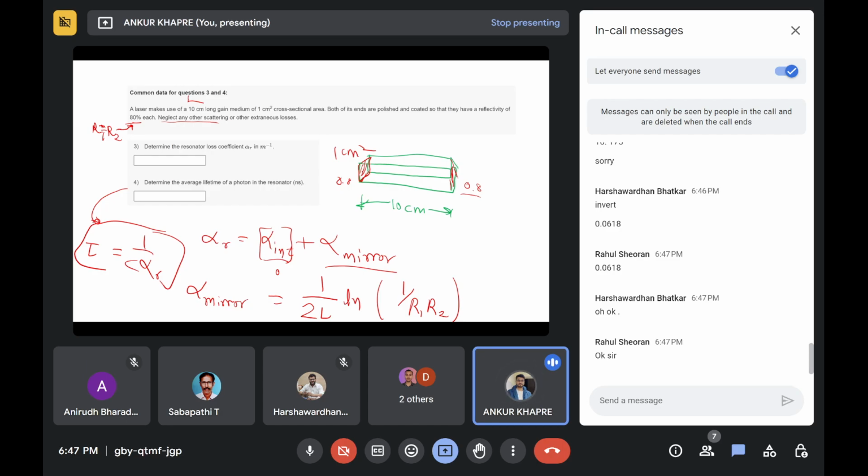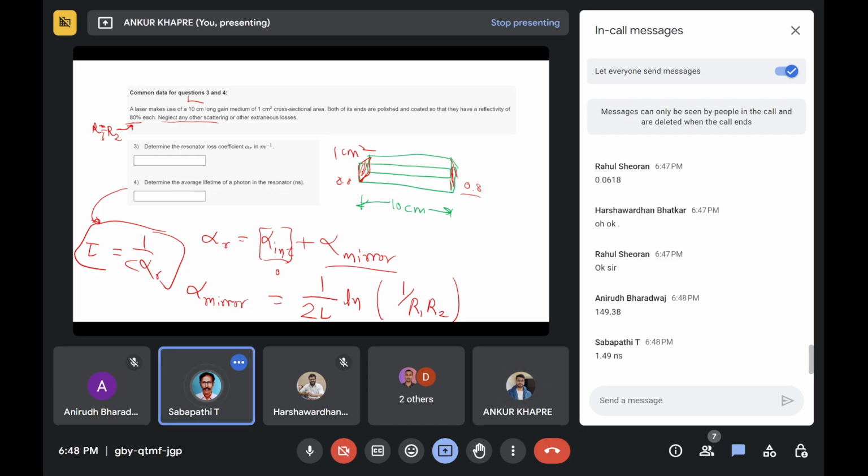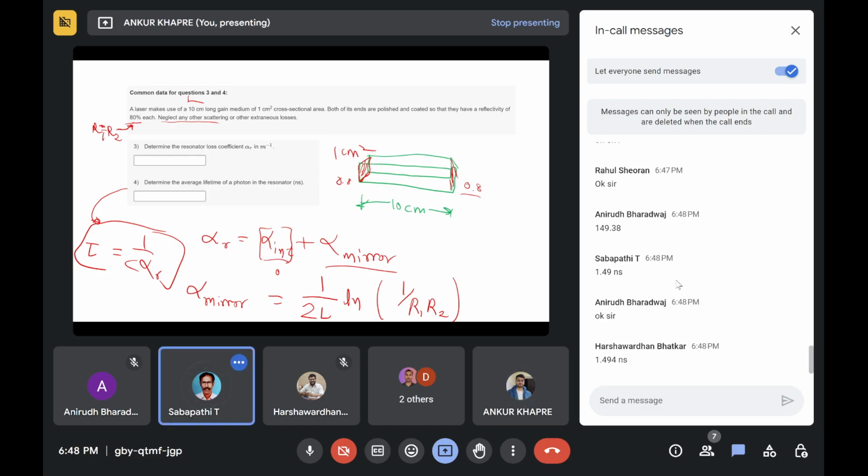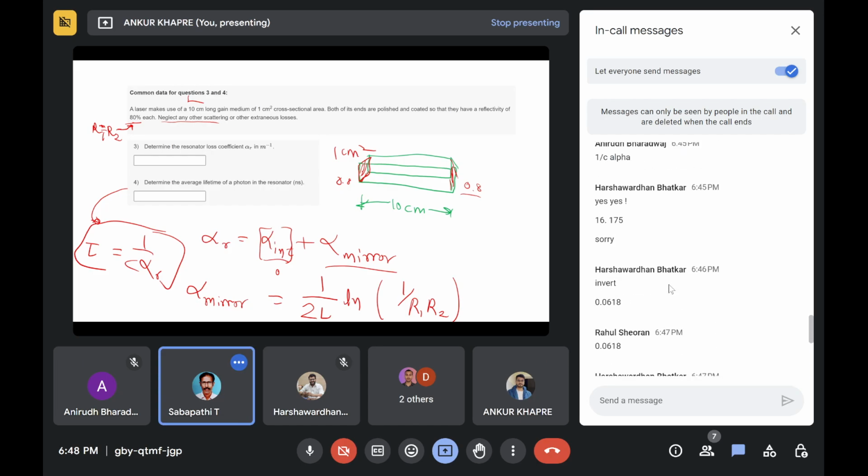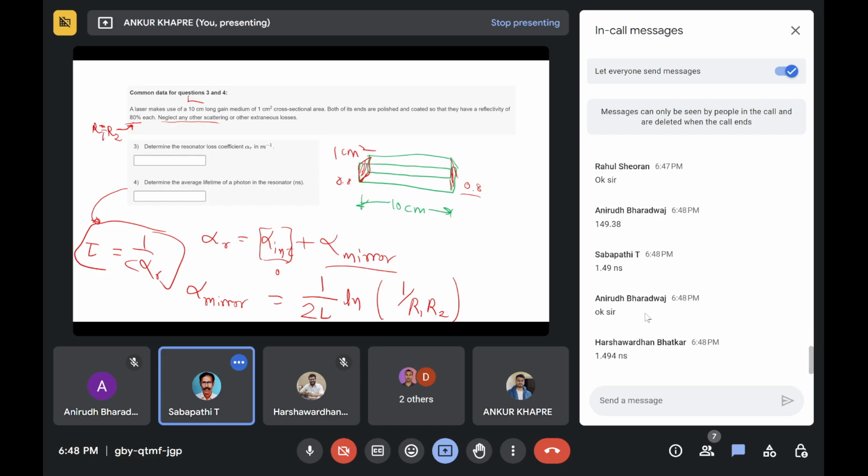Nirud, are you doing that? Subhapati, I think it's 1.49. Yes, it's correct, almost 1.493. No, not 149, Nirud, 1.49. Maybe you have to shift two decimals every time. Okay, it's in nanoseconds.